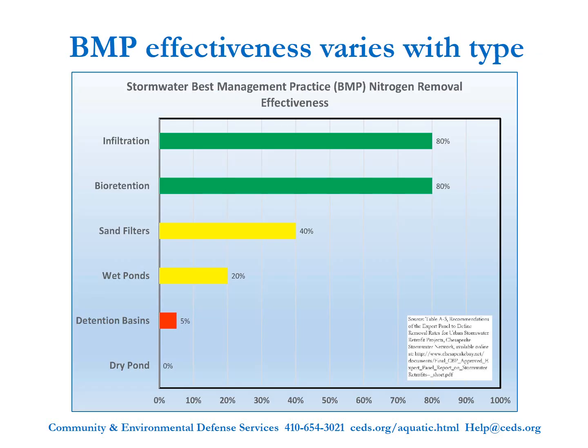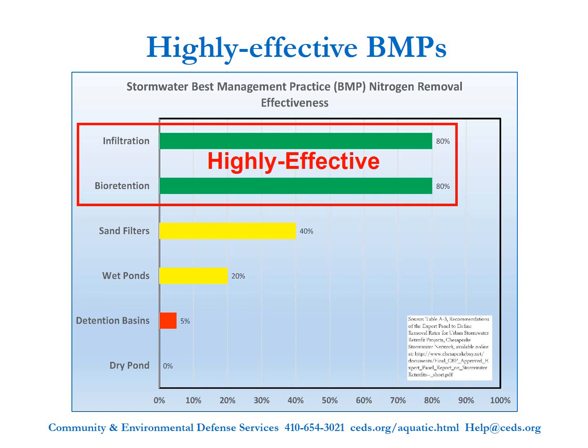BMP effectiveness varies with BMP type. As you can see, dry ponds are the least effective. They trap essentially no nitrogen. Wet ponds trap about a fifth of the nitrogen. Sand filters a little bit better. But the most effective practices are infiltration and bioretention. And I call these two categories of practices highly effective BMPs.